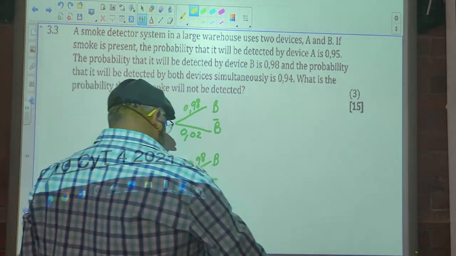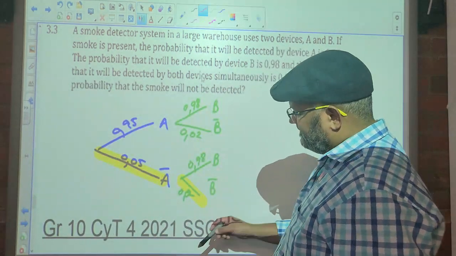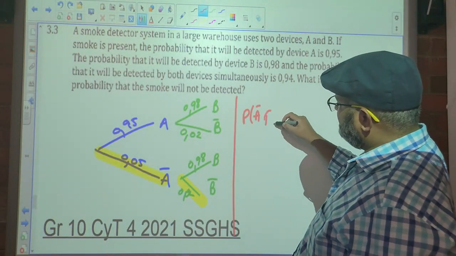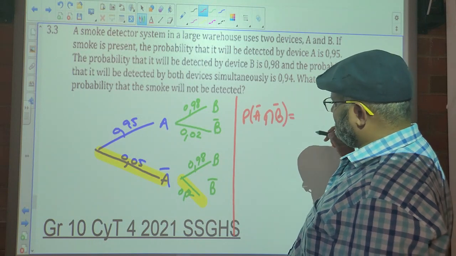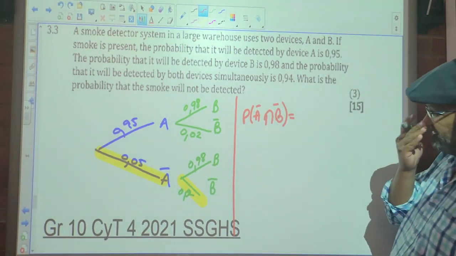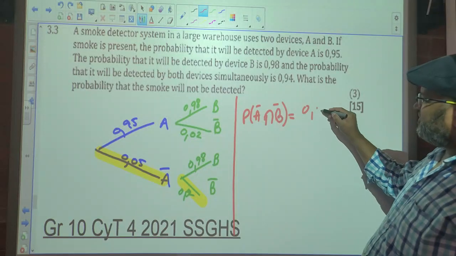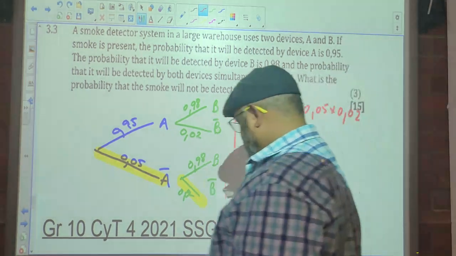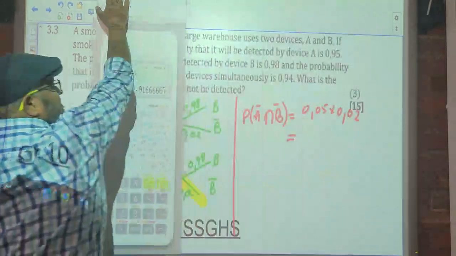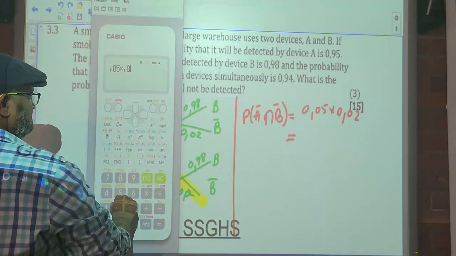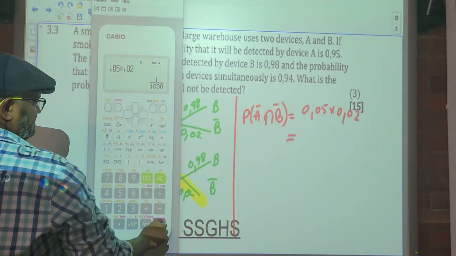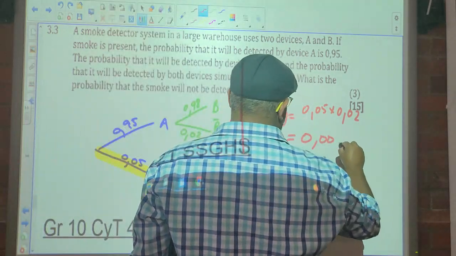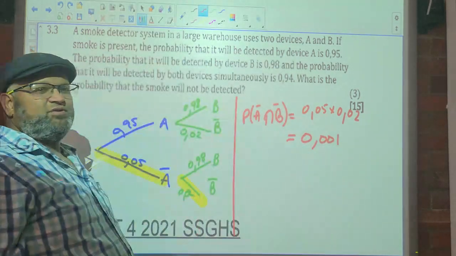In other words, that would simply be the probability of not being detected by A intersection not detected by B. So that will be 0,05 multiplied by 0,02, which gives us an answer of 0,001. That's one way of doing it.